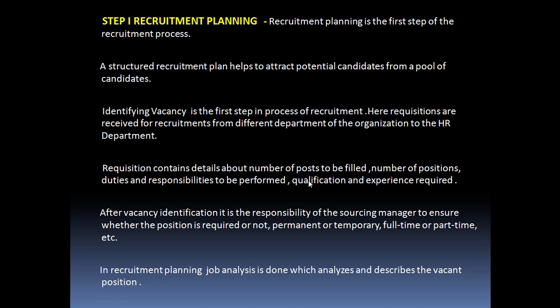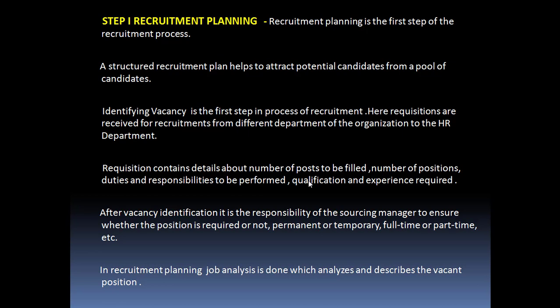So it is the first and foremost duty of the HR department to ensure that these positions are actually required and are not unnecessarily created by the respective department. And once that is confirmed, the HR department, along with the respective department, finds out whether the position is permanent or temporary, whether it should be full-time or part-time, and all other details related to the positions.